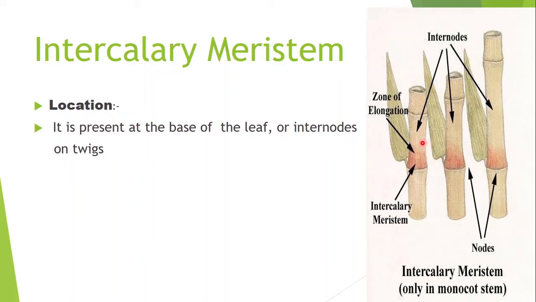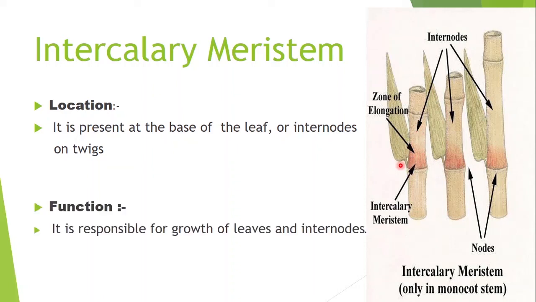Now we can imagine what their functions are. Their function is to increase the length of the internodes. Now we will see what their functions are. It is responsible for growth of leaves and internodes. Now it is clear that the internodes are increased due to this tissue, the intercalary meristem.